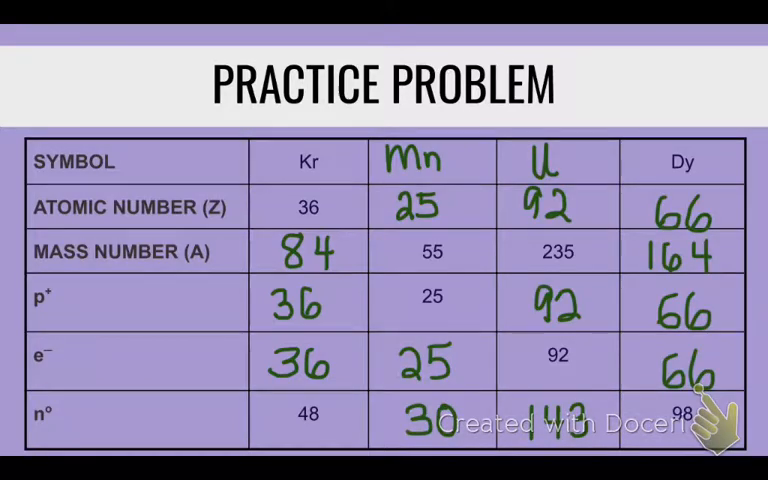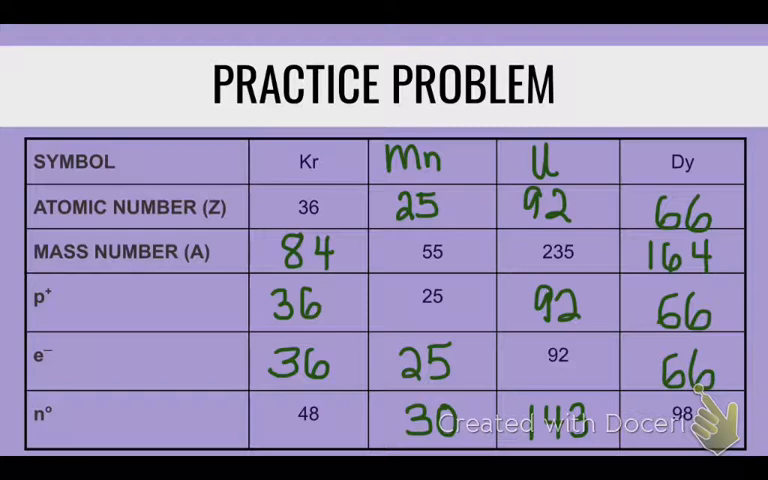The second element, you should have manganese with an atomic number of 25. It's neutral, so the electrons are 25, and the number of neutrons is 30, and I just took the mass number minus the number of protons, and that gave me the number of neutrons. The next one is uranium, atomic number of 92, protons are 92, and I subtracted again. To find the number of neutrons, I subtracted mass number minus number of protons and got 143.